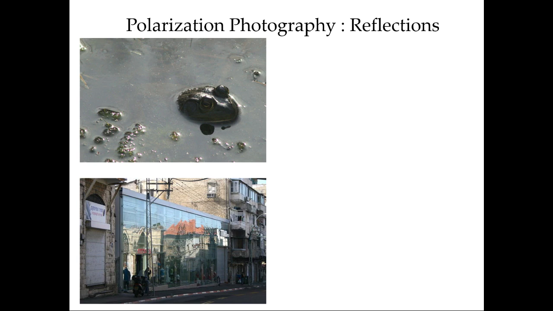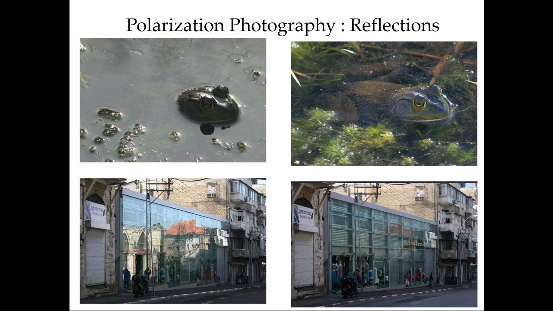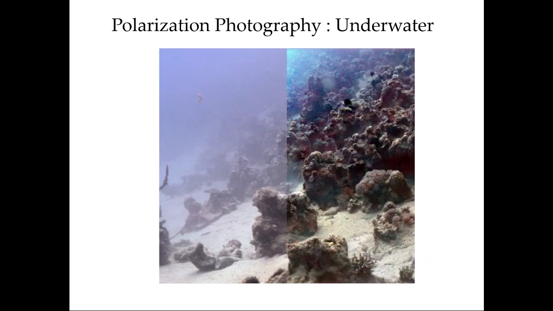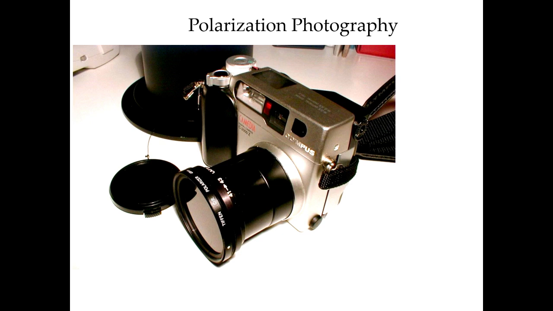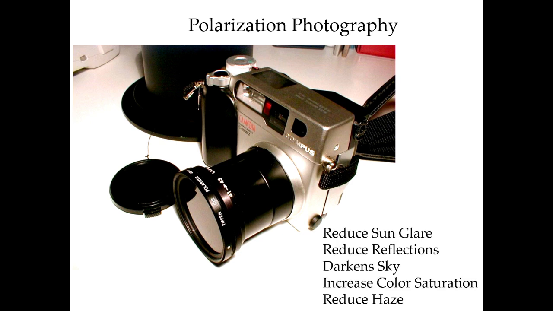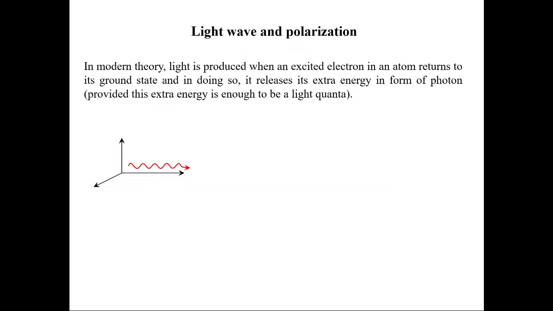These pictures are also clear but these are amazing. So the difference is clear with polarizer photography. The polarizer lenses can be used in underwater photography also. The polarized lenses are used to reduce sun glare, reflection, and haze, and to increase darkness of sky and color saturation.